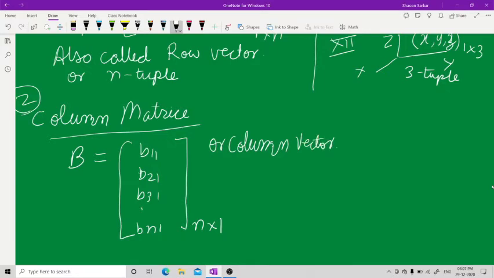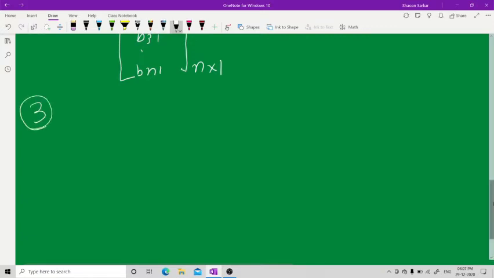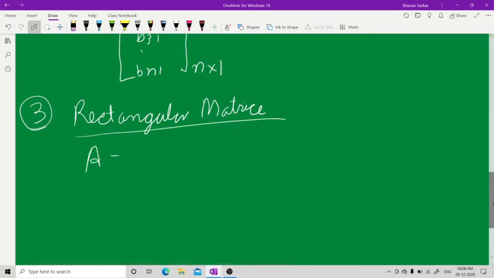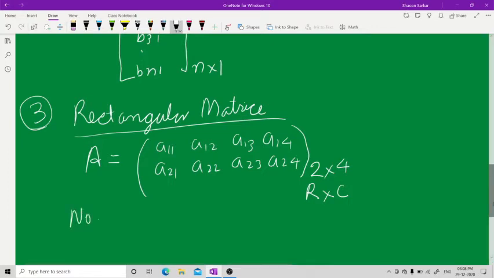Now, the next we are going to discuss is the third, a rectangular matrix. Like we just wrote, A11, A12, A13, A14, A21, A22, A23, A24. In this, rows are two, columns are four. So here in rectangular matrices, the first number represents the row and the second one represents the column. So rows and columns: number of rows is not equal to number of columns.